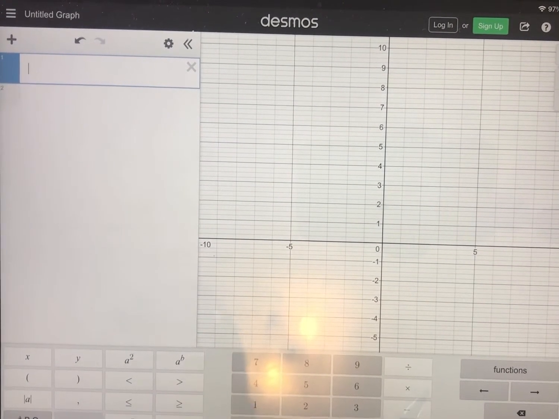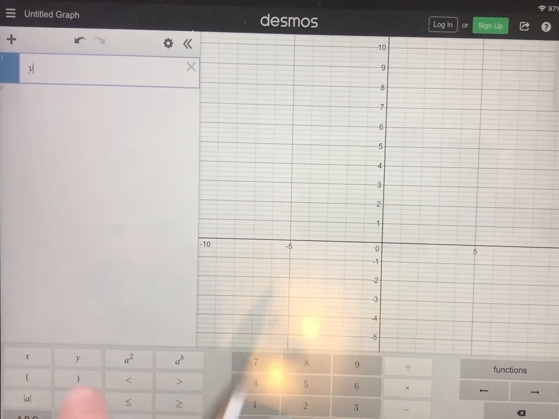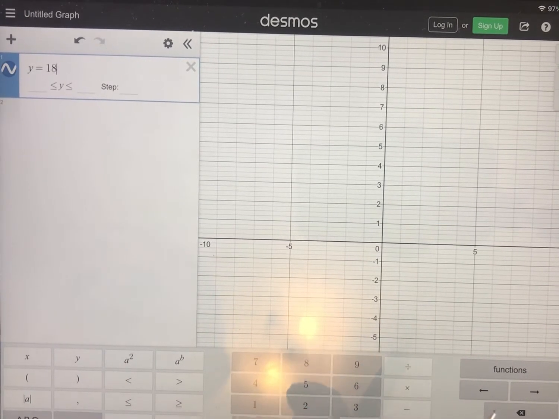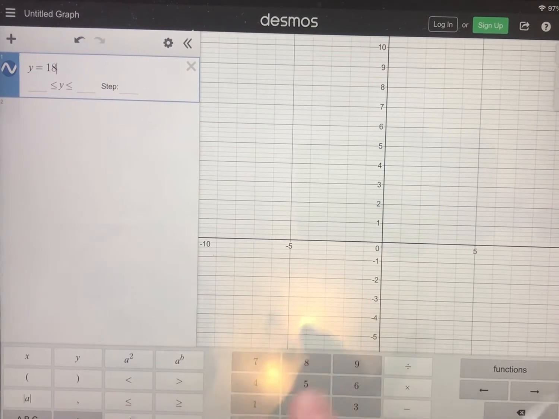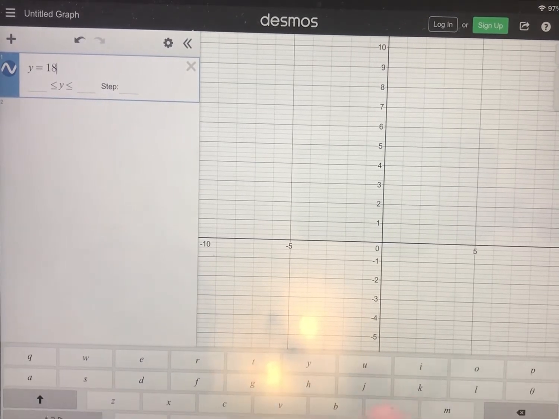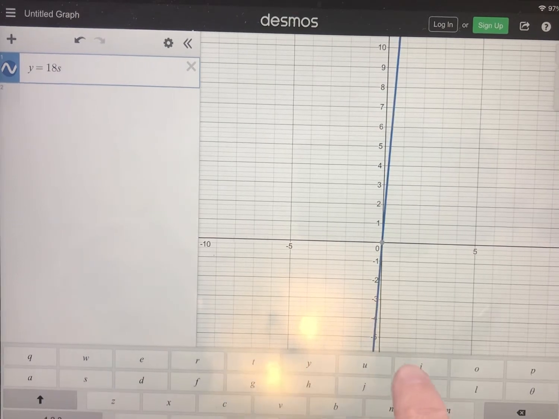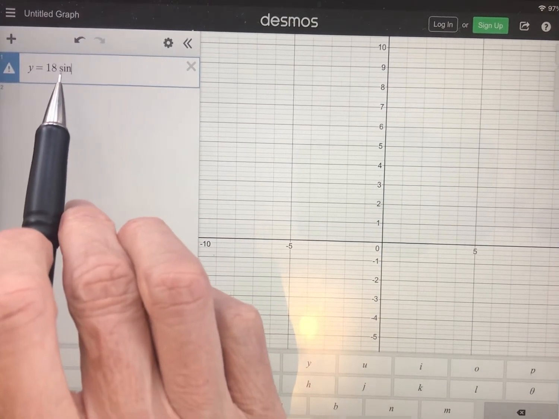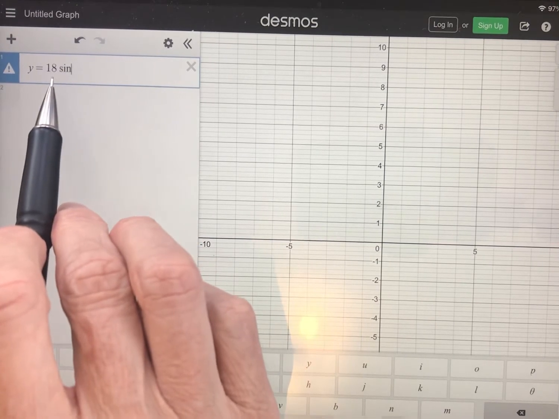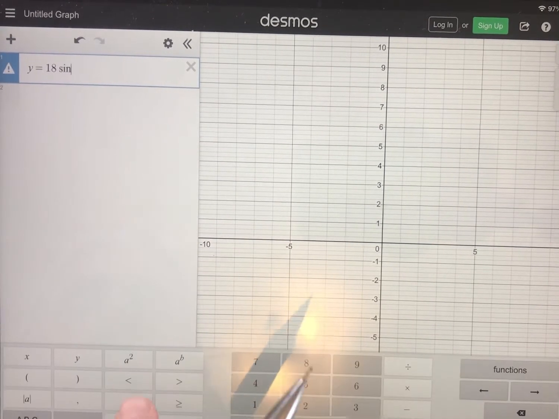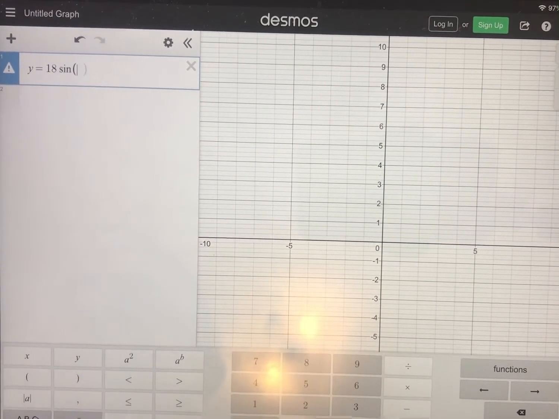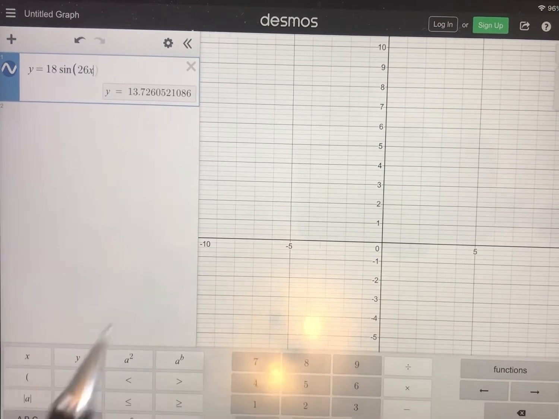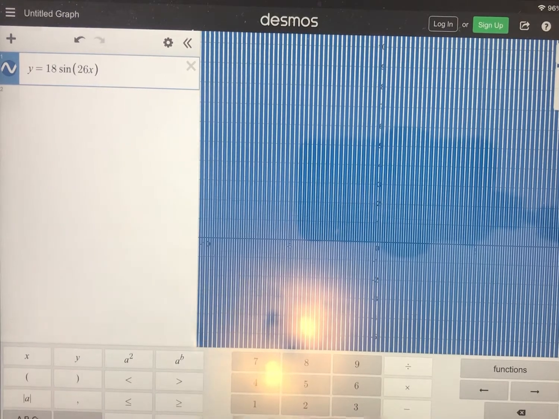We'll use x and y. So y is equal to 18 times the sine. I can just type in sine, or I can choose it from functions too. If you type in S-I-N, you'll notice it becomes non-italic. Then the parenthesis, and we had 26 times t. Well, we're going to use an x instead. And look at that.